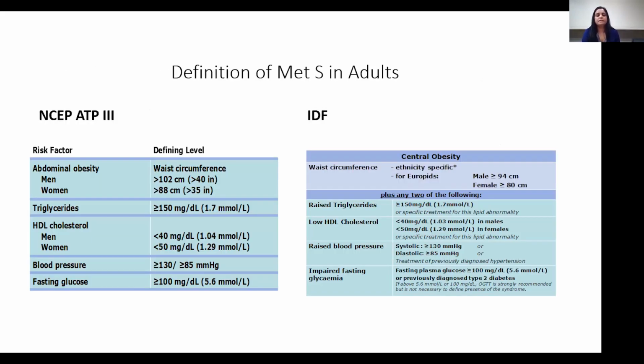Whereas in adults, the definitions are given by 2 federations. One is the National Cholesterol Education Panel, and the other is the International Diabetes Federation. There are no significant major changes, except that abdominal obesity in men should be more than 40 inches, and in women more than 35 inches, whereas in the Diabetes Federation it is slightly less. Otherwise, triglycerides are more than 150, HDL in men less than 40 and in women less than 50, and blood pressure more than 130. They're all kind of similar. So the main difference is just the abdominal obesity.